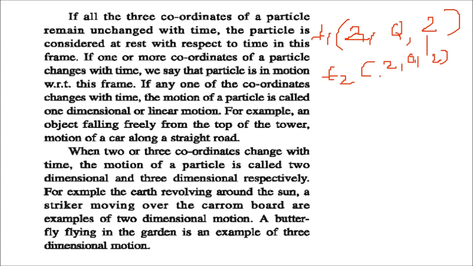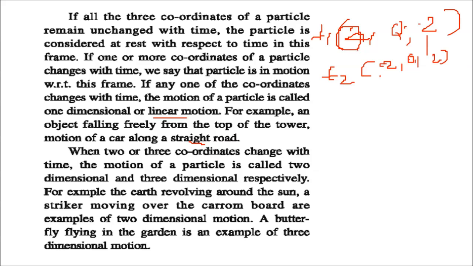If one or more coordinates of a particle change with time, then we say that the particle is actually moving. If any one of these coordinates changes with time, then we can say that it is in linear motion. When an object is in linear motion, only one of these X, Y, Z positions changes, and the others remain the same. If we have an object which is falling freely from the top of a tower, or the motion of a car along a straight road, these are examples of linear motion.